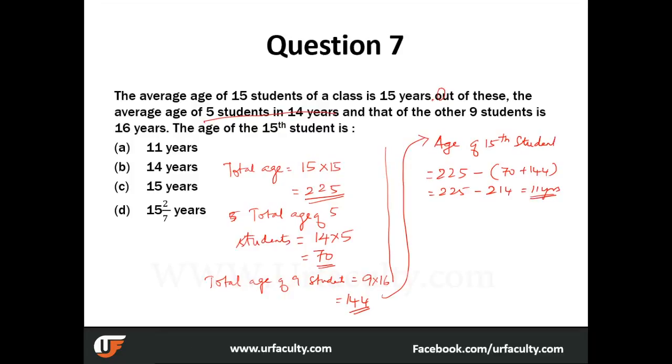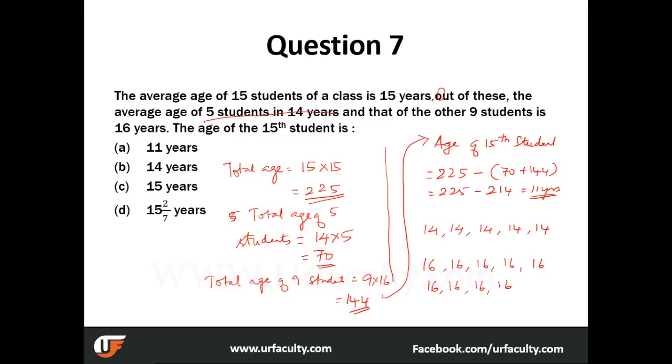Now, let's apply the shortcut. I will just write for the first 5 students, the average is what? 14. So I'm going to write like this, 14, 14, 14, and so on. So for 5 students we have written 14. For the next 9 students, what can we write? We write 16. So we have totally 9 students over here and 5 students over here.